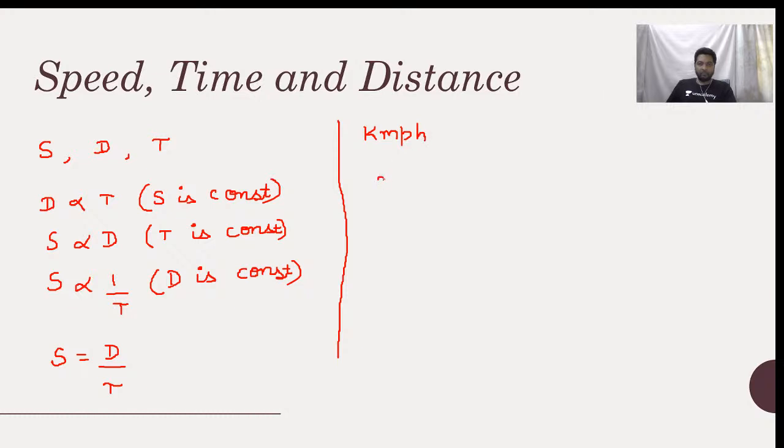Next, we should understand that speed is usually measured in terms of kilometers per hour, and it is also measured in terms of meters per second. 1 kilometer per hour: 1 kilometer means 1000 meters, and 1 hour means 3600 seconds. So 1000 by 3600, if I simplify that, I will end up with 5 by 18 meters per second. And 1 meter per second is equal to 18 by 5 kilometers per hour. Is that clear?